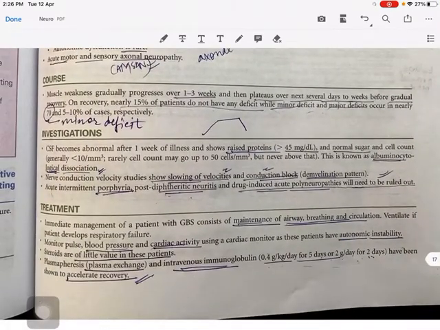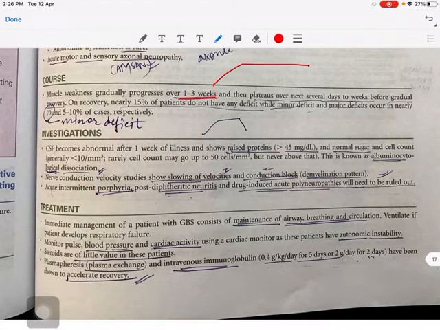So we come to the course. The muscle weakness progresses over 1 to 3 weeks. Then there is a plateau for the next several days to weeks, and before gradually it recovers. Okay, on recovery, nearly 15% of patients have no deficits or minor deficits. Okay, then in investigation we will see that CSF becomes abnormal after 1 week of illness. It has raised protein more than 45 milligram per dl and normal sugar. Okay, this is known as albuminocytological dissociation.